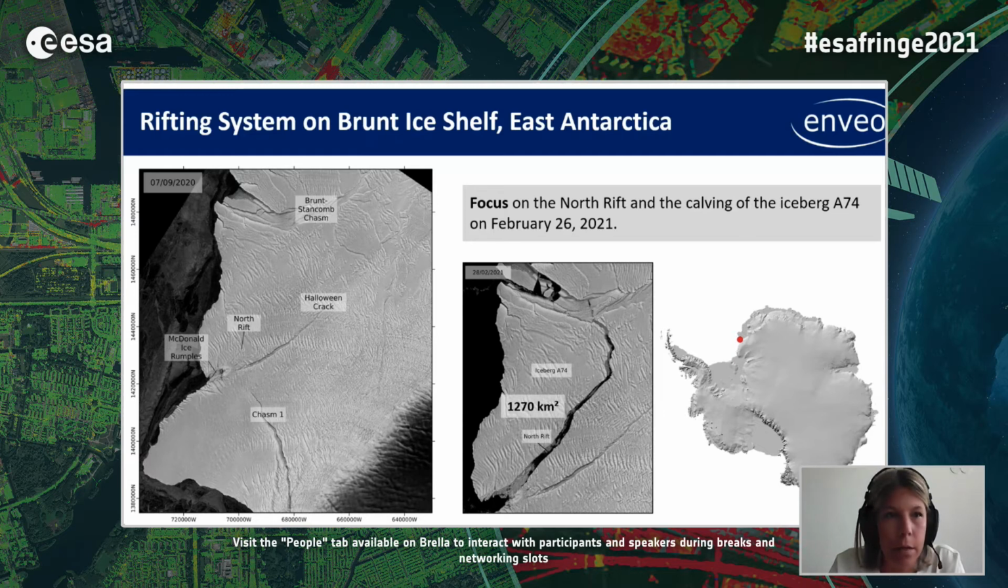And so it's really the point that controls all the rifting activity on the ice shelf. And actually, there was recently, on February 26, a big calving event caused by the propagation of the North Rift. Here you see the North Rift before the calving event in September, and after the calving event you have this big iceberg, S74. In the following, I will apply the method that I will explain to track the timeline of the propagation of this crack.